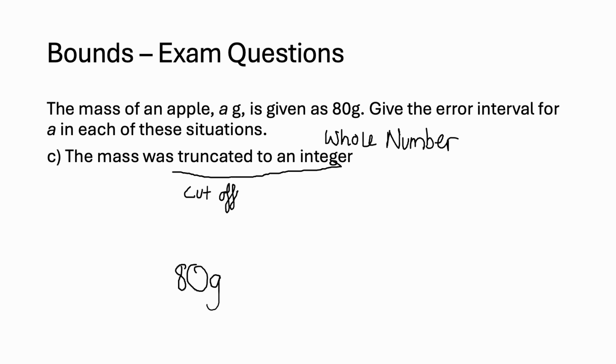And then for it to be truncated to the nearest integer, to a whole number, one whole number higher than 80 is 81 grams. So that means that our A has to be equal or greater than 80, but it has to be less than 81 grams when we are talking about truncation.